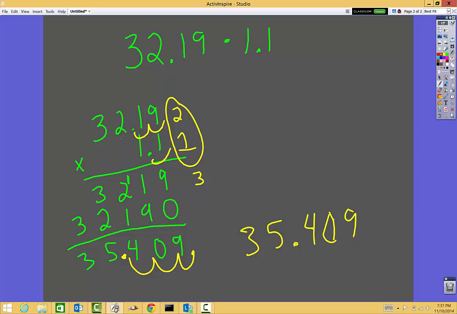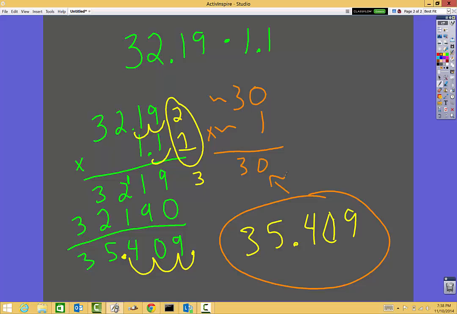Just to make sure, because this one's a little longer, I'm going to estimate to see if that is correct. 32, that is about 30. And 1 1/10, that is about 1. So 30 times 1, that is 30. That's my estimate, so my final answer should be about 30. And look, I'm only about 5 off, so I know my answer is probably correct.